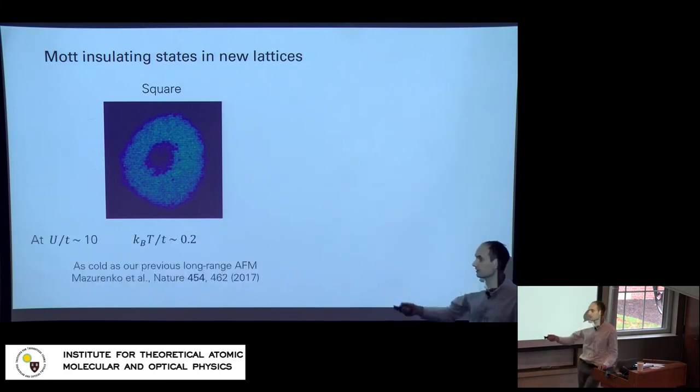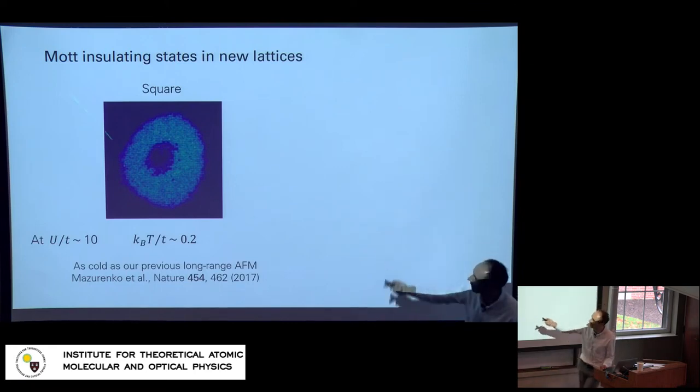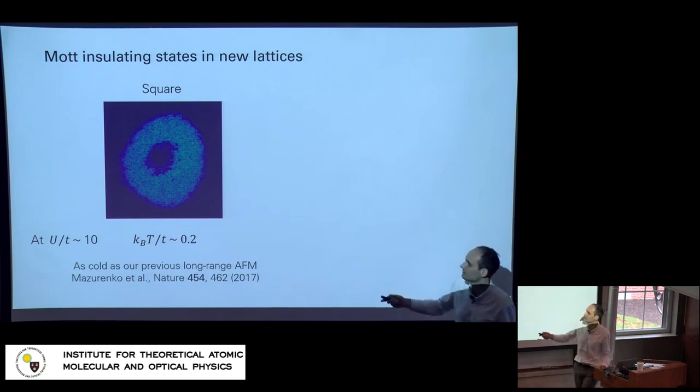At U over T of about 8, we manage temperatures which are at least as good as our previous temperatures obtained for the antiferromagnet in our AFM long-range correlation paper. But do you have a harmonic trap or not? We don't have a flat trap here, so we still haven't fully revived our DMD, and we have a harmonic confinement here. So the temperatures are estimated based on the maximum spin correlations we are seeing at a given radius from the center. Do you have a sense of why it just is colder? We can come to that later.